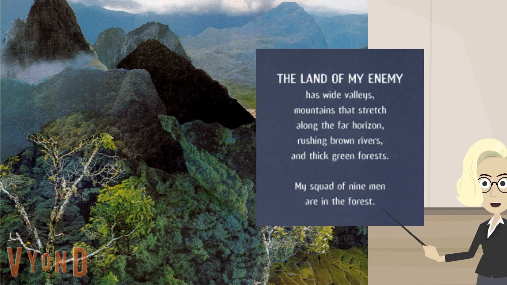The land of my enemy has wide valleys, mountains that stretch along the far horizon, rushing brown rivers, and thick green forests. My squad of 9 men are in the forest.